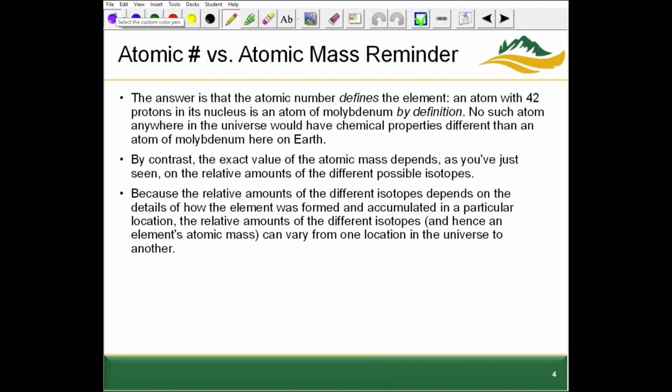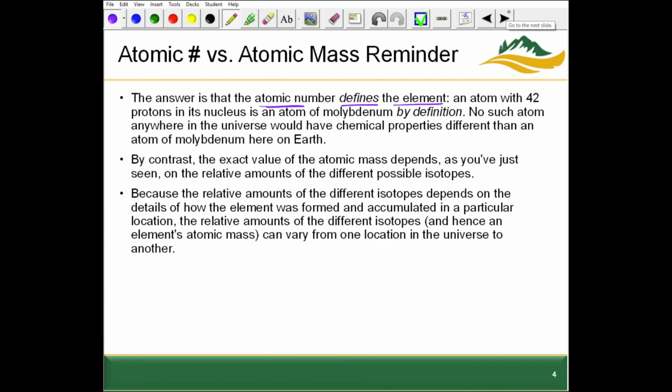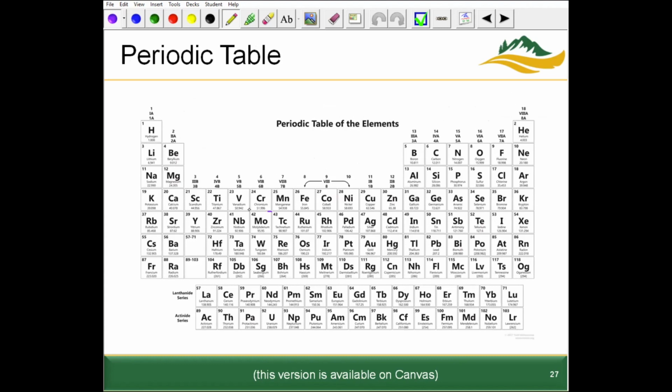As was just mentioned, the answer is that the atomic number defines the element. So for this element in our practice problem, we have the element symbol Mo, that's molybdenum. Molybdenum as an element will always have atoms with 42 protons. How do we know that? We can go to the periodic table, find molybdenum that has 42 as its atomic number, therefore it has 42 protons, always. Every isotope of molybdenum will have 42 protons.